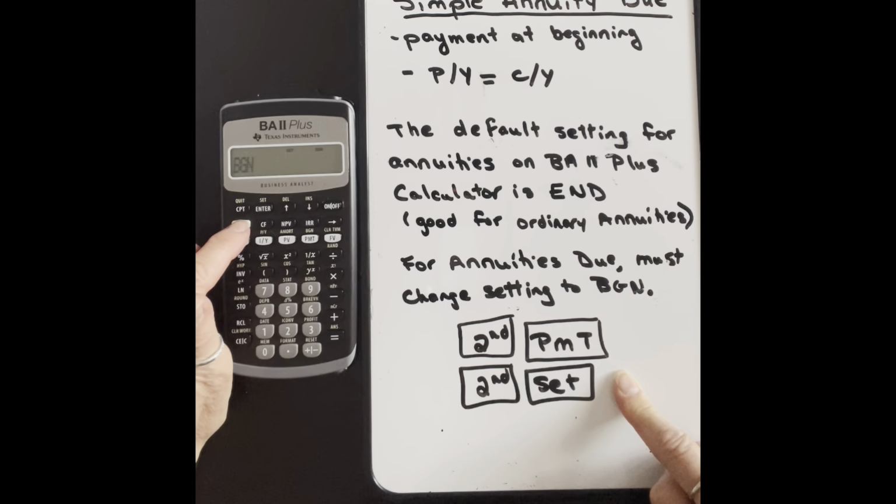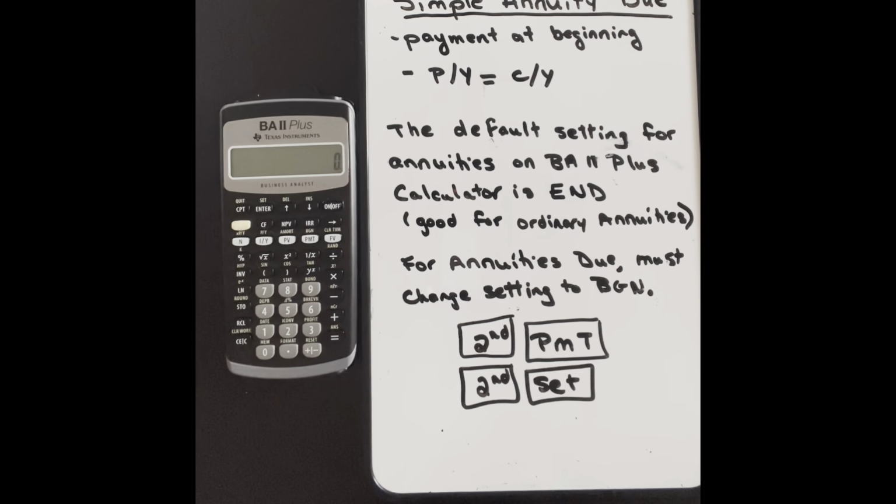If we clear that, it doesn't say end on the display. That's because it's the default setting. It'll only show BGN when you change it to BGN. So when you're doing these questions, make sure you're aware whether the payment is at the beginning or the end of the interval, and set your calculator to that time frame as well.